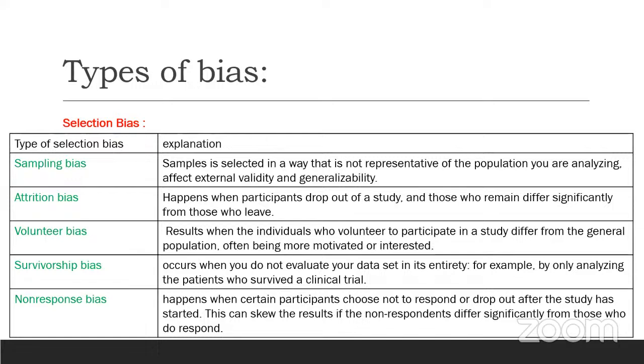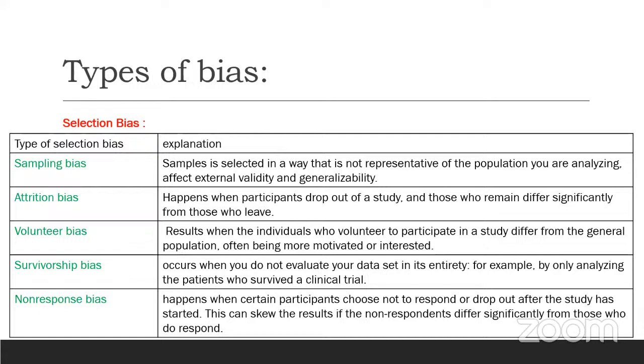It happens when participants drop out of the study and those who remain differ significantly from those who leave. Volunteer bias results when individuals who volunteer to participate in a study differ from the general population, often being more motivated or interested. The next bias is survivorship bias. It occurs when you do not evaluate your data set in its entirety, for example, by only analyzing the patients who survived in a clinical trial.